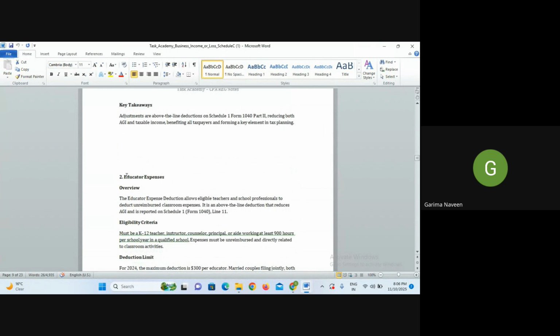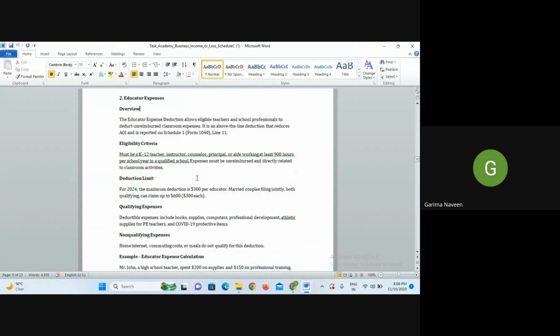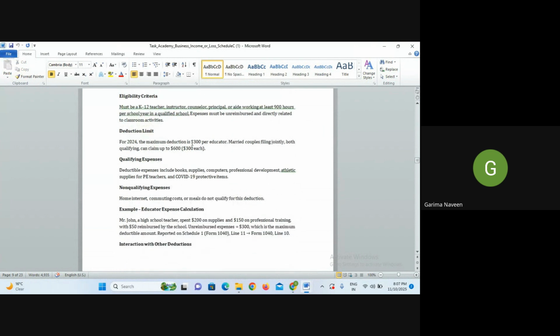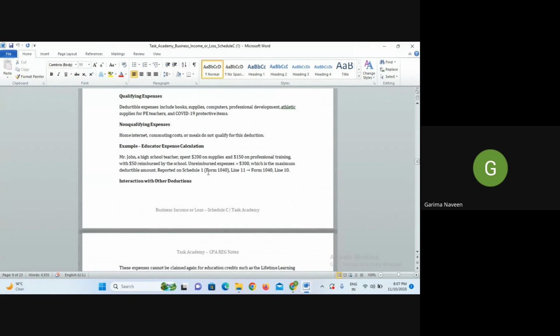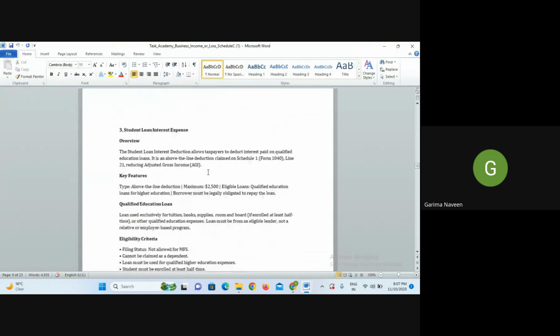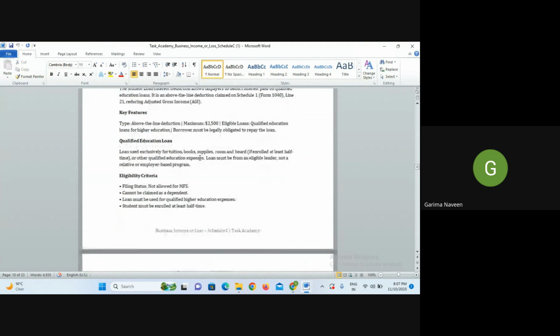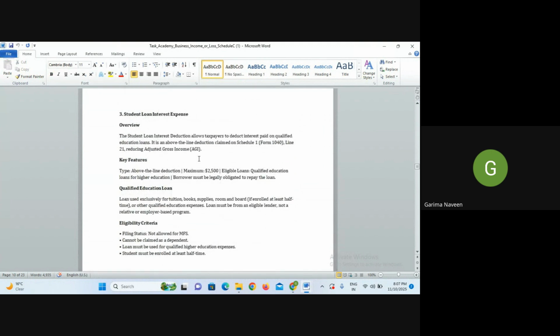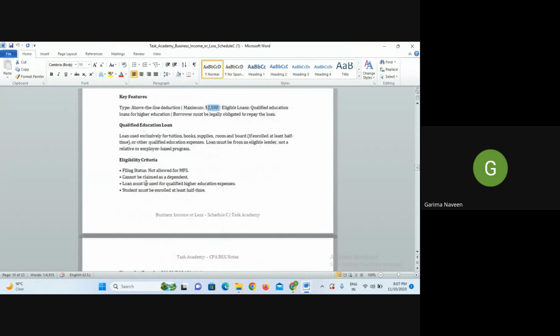Also, we discussed educator expenses. Like if you are an educator, then any unreimbursed educator expenses you can claim in your 1040, but the limitation is $300 per educator. Then we discussed student loan interest expense. Like if you have some student loan related interest expense, then up to $2,500 you can deduct in your form 1040.